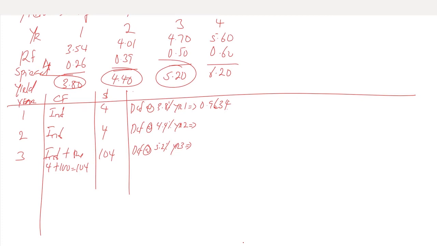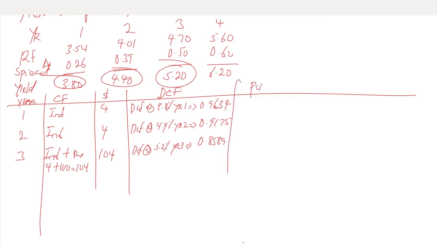4.4% year 2 gives us 0.9175. Very key that these figures are correct. Remember, if one goes wrong, everything goes wrong. So I'm taking, okay. Year 3, 5.2% at year 3 gives me 0.8589. So with this now, I can get my PV.